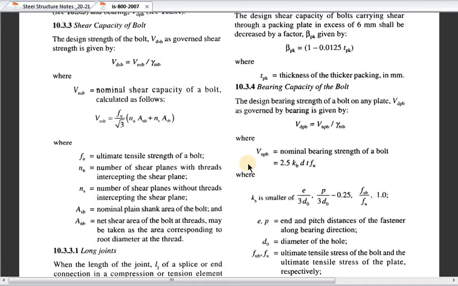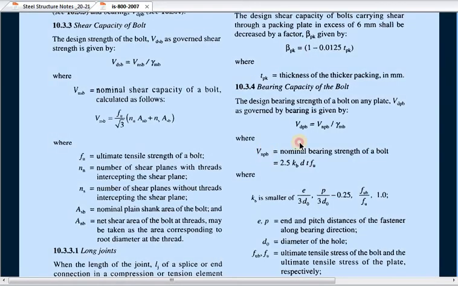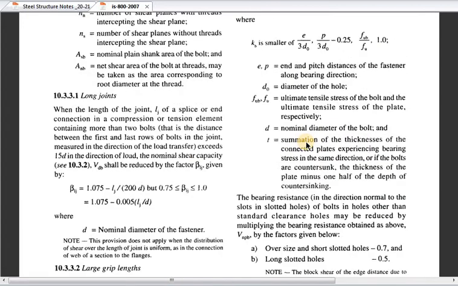So, while designing the bolted connections, we have to keep in mind, or we have to refer to IS 800 2007, that is page number 75. So here I have the IS code open. We are referring to the IS code for this. So IS code page number 75.